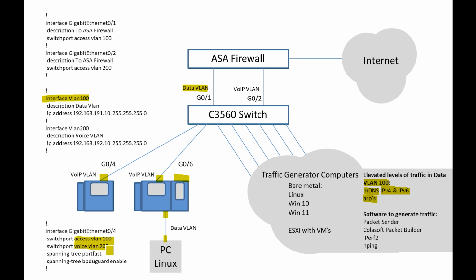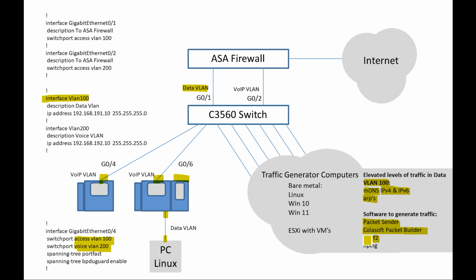And then we have voice VLAN 200, and that's actually what the phone itself will be part of for the actual VoIP transactions. To generate these elevated levels of mDNS traffic, IPv4, IPv6 ARPs, I ended up using a couple different software packages. Packet Sender, this is for Windows 10, Windows 11 that I was using. Colasoft Packet Builder. Both of these are fairly easy to use and they give you a fairly decent amount of control in what you can do.